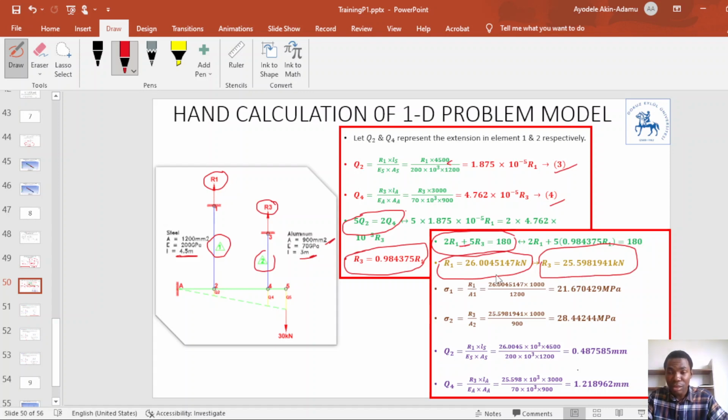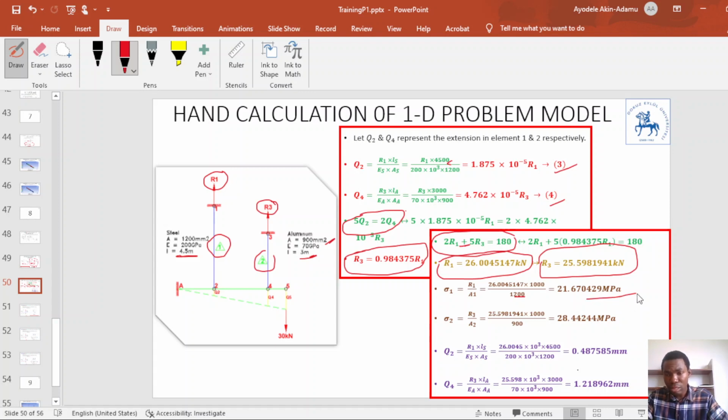So these are our two reactions. Now that we have our reactions, we can calculate the stresses in both finite elements, force over area. For the first finite element, the axial force is reaction 1, so reaction 1 divided by the area of the steel, which I term A1. The area of the steel is 1200 mm square, so that's why I divide by 1200 mm square here.